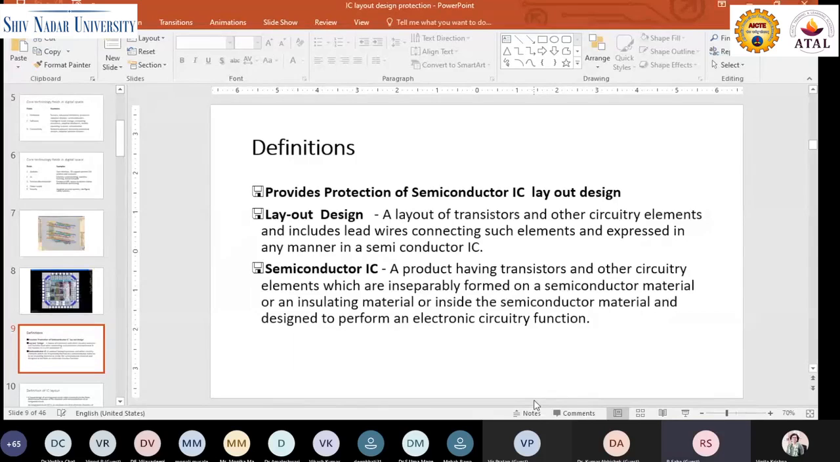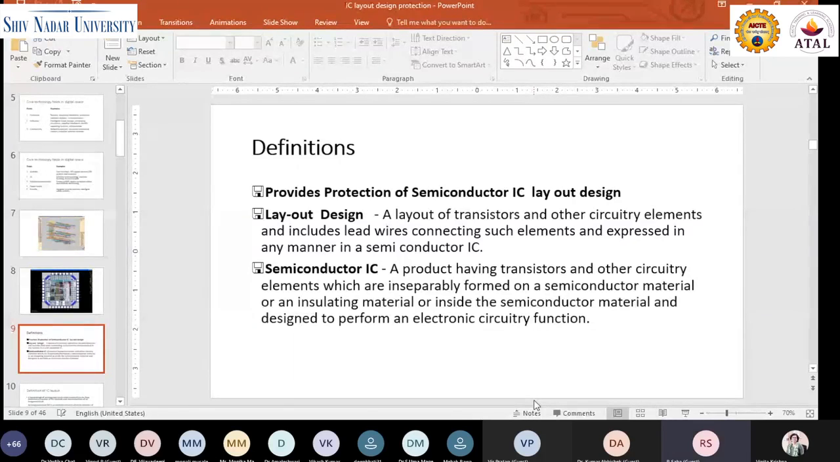The IC layout protection, I'll come to the definition. If somebody studies how many rights have been given for IC layout design under this concept, it's actually reducing in many countries, especially in Germany. It has come down from something like 900 to a two-digit number in the last 10 years. So layout design as such is a layout of transistors and other circuitry elements, and includes lead wires connecting such elements, expressed in any manner in a semiconductor IC. So, a good definition, or perhaps a bad definition also, that does not make things very clear. We'll see how other people have done it.